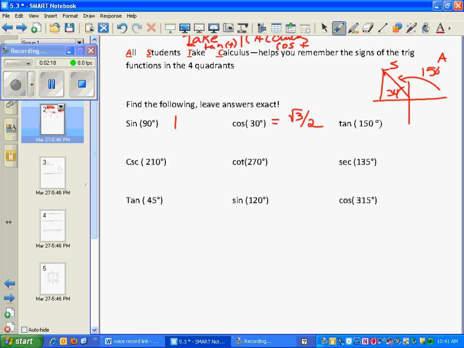Okay. So all students, is tangent positive or negative in the second quadrant? Because the only thing that's positive is the sine. Are you following this? So we're going to look at that. We're going to consider it to be the tangent of a 30 because it's a reference angle. It's going to have the same value. But we know that the tangent of 150 will be negative. So what's the tangent of 30? See why you need to know this? Tangent of 30 is square root of 3 over 3. So what is the tangent of 150? Well, it is negative square root of 3 over 3.